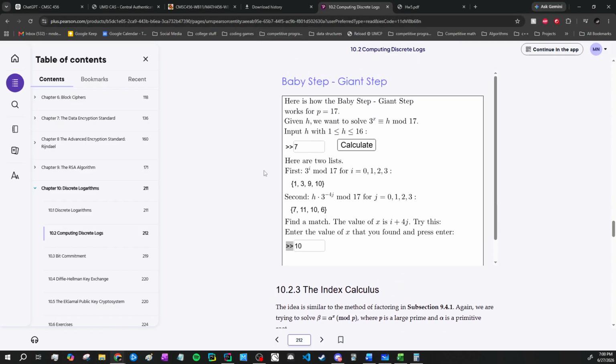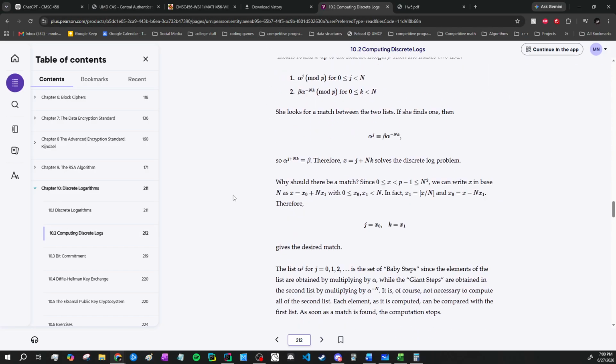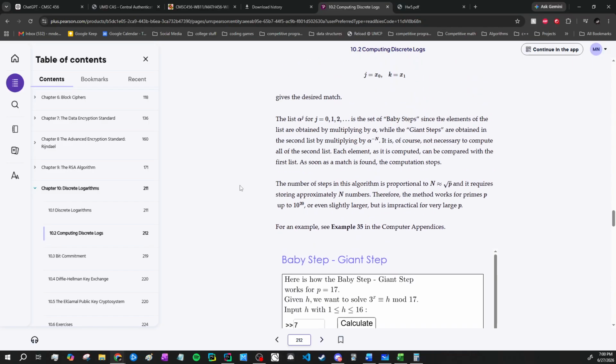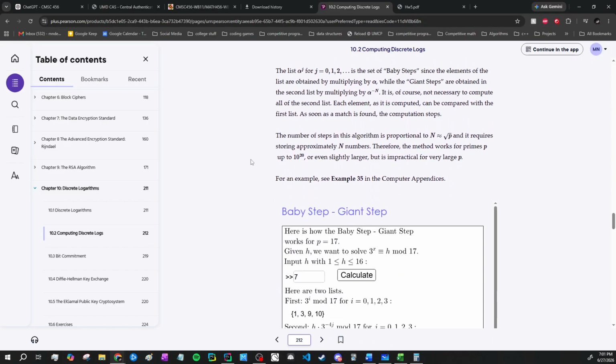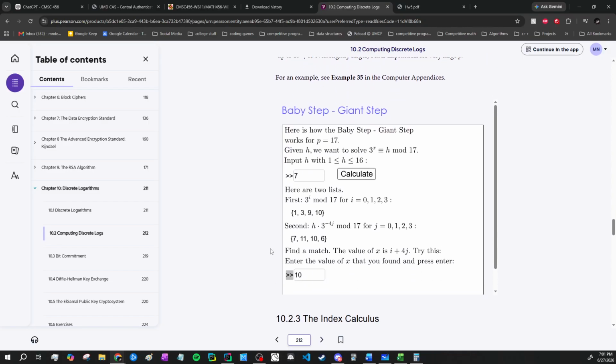Okay, so this is such an annoying problem because I'm actually struggling right now. So, constructing two lists. I'm just really reading this problem. I guess I'll use baby step, giant step.